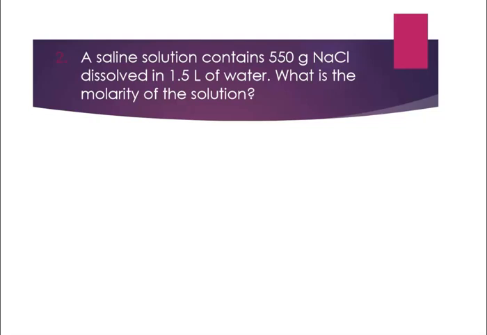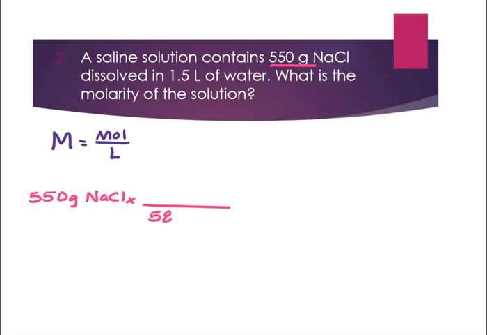All right. Next, it says we have a saline solution containing 550 grams of NaCl dissolved in 1.5 liters of water. What is the molarity of the solution? So we are solving here again for molarity, but this time we don't have moles. This time we have grams. So if we have grams, I have 550 grams of NaCl. So what I can do is I can use the molar mass of NaCl to convert into moles. So NaCl has a molar mass of 58.44 grams per 1 mole.